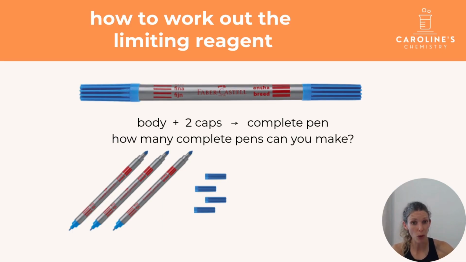So therefore, the pen body, that is the one that is in excess, I have too much of. The caps, the pen lids, that's our limiting reagent, because if we had more of them, we could make more complete pens. Hopefully that's helped us get to grips with it just a little bit, and now I'm going to show you how this relates to moles.